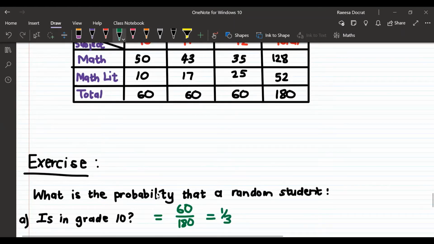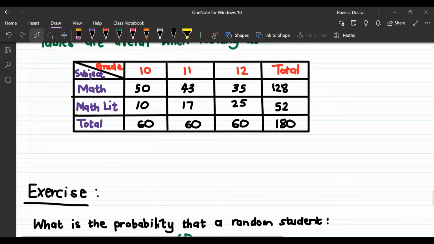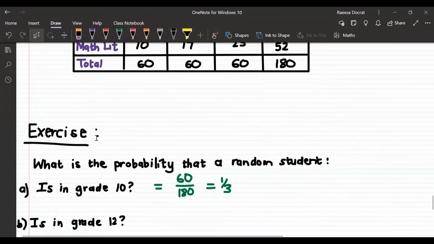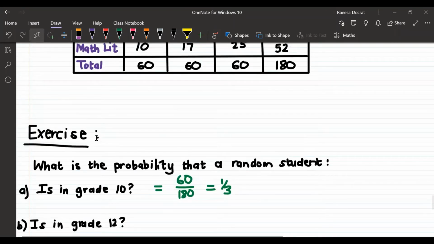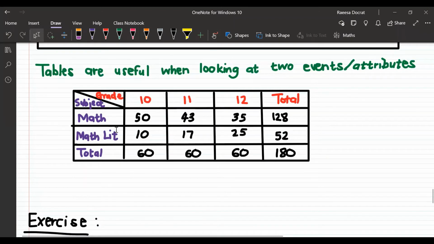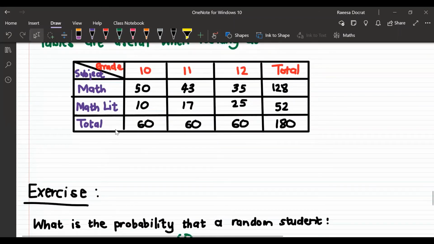So the probability that you pick a student at random, and they're in grade 10 is a third. What is the probability that a random student is in grade 12? Once again, there's the same number of students in each grade, so it's 60 over 180, which once again can be simplified to a third. So we're taking the total of the grade 10 or the grade 12 ones over the very final total of all of the students.